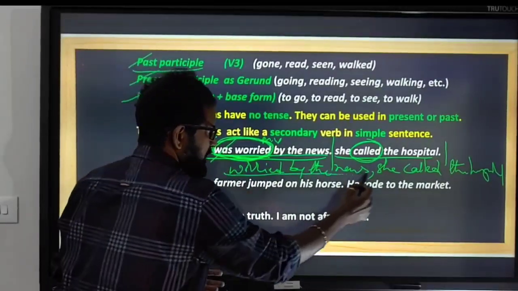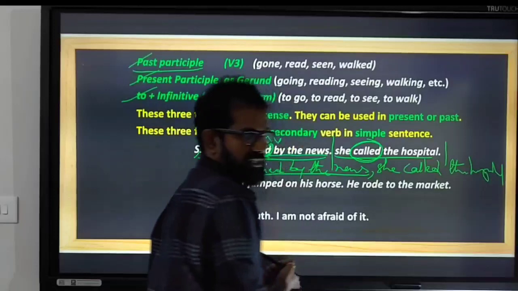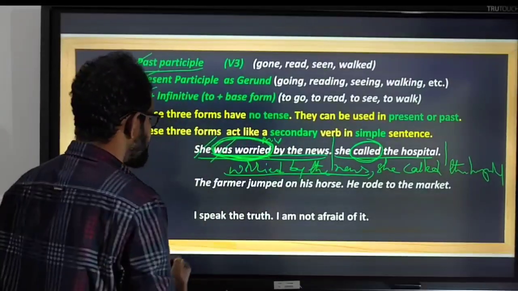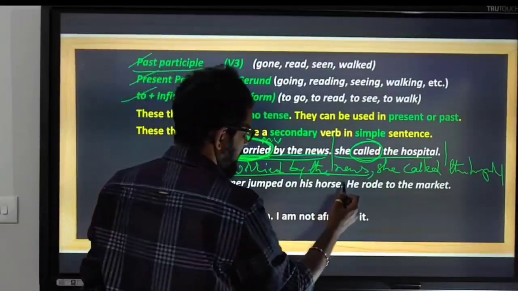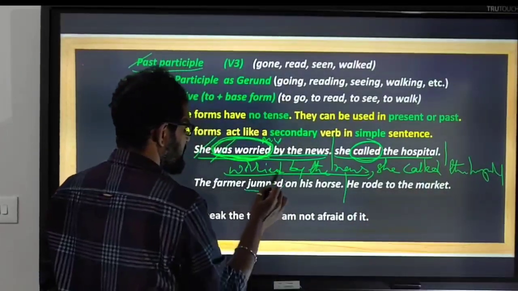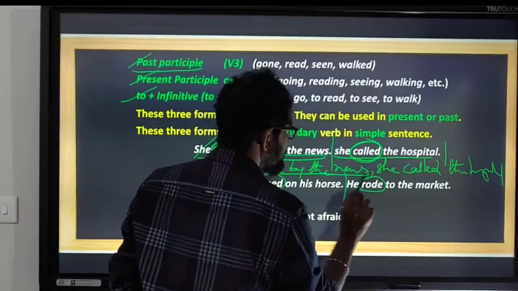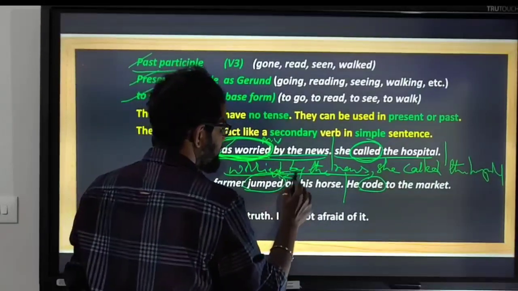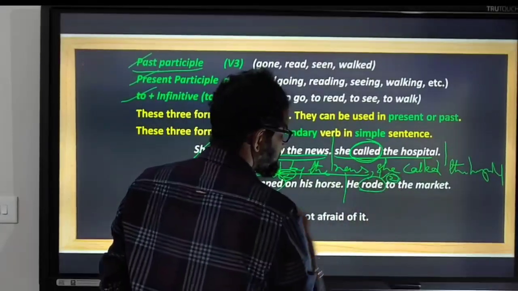We just write, worried by the news, she called the hospital. Look at the second example. The farmer jumped on his horse. He rode to the market. Here there are two verbs, jumped and rode. Here the verb is in V2, here the verb is in V2.